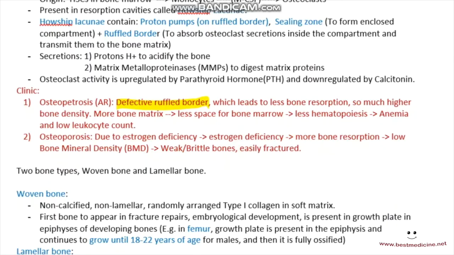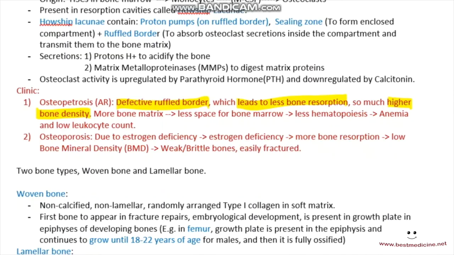So a defective ruffle border would not only result in less secretion of protons and matrix proteinases into the resorption cavity, but also less resorption of the released calcium and phosphate ions. So basically, overall, we could say that it leads to less bone resorption. And so there's a higher bone density, right? And higher bone density would mean that there's more bone matrix and less space for the bone marrow, right? Less medullary cavity, more bone matrix. So it results in lesser hematopoiesis, and basically less production of blood cells. So it results in anemia and low white blood cell count.